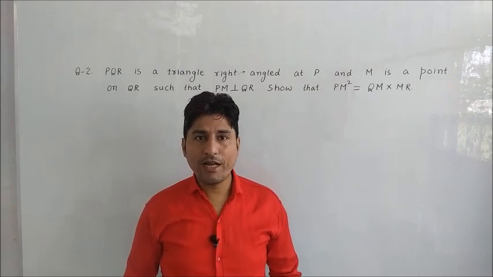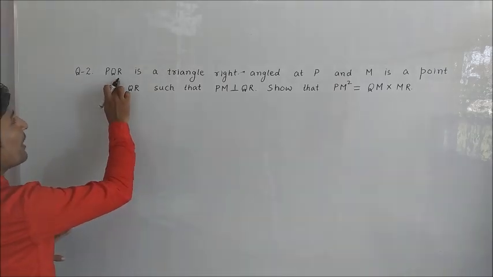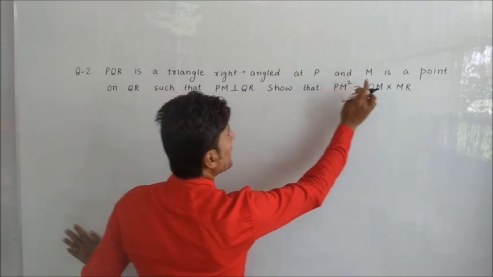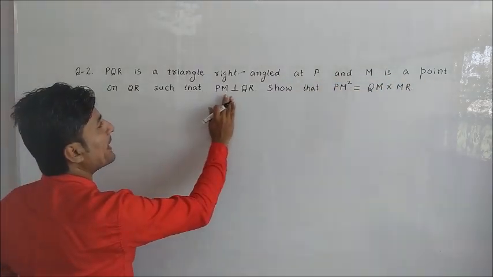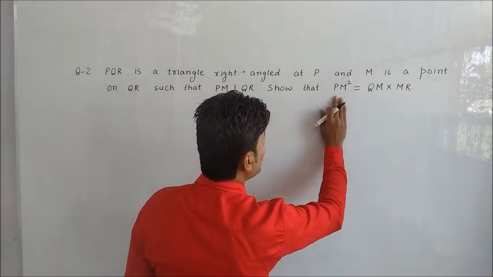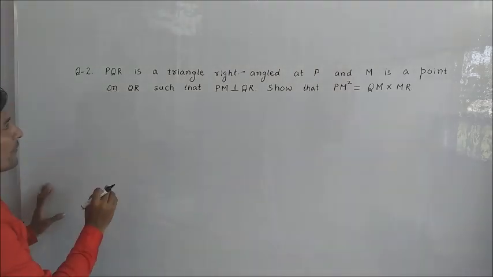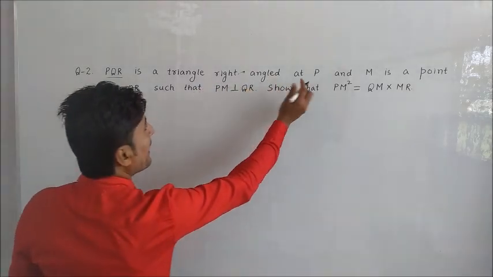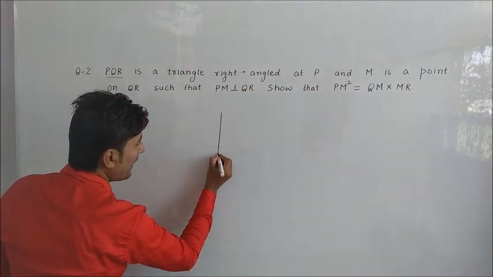Exercise 6.5, second question. PQR is a triangle, right angle at P, and M is a point on QR such that PM is perpendicular on QR. Then we have to show that PM square is equals to QM into MR. So first of all, we have to draw a triangle PQR, right angle at point P. So let us consider a right angle triangle.